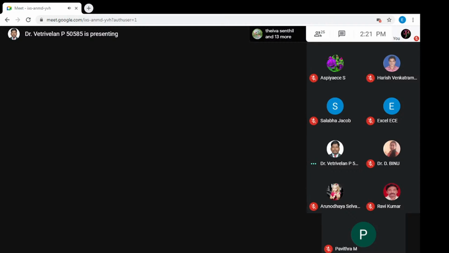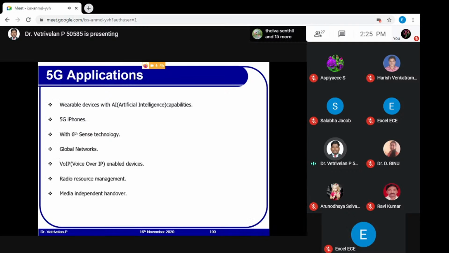And applications here are wearable devices with AI, 5G iPhones with sixth sense technologies, global networks, voice over IP, radio resource management, media independent handover. So again, a seamless handover is a challenging aspect with respect to the existing context. The 5G provides that support. Overall, people normally say MIMO, what you call real MIMO. That's massive support, and dense and moving networks, multi-hop, and device-to-device context.